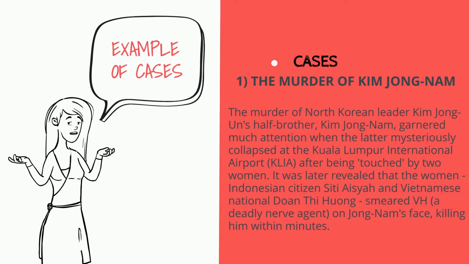Number 1. The murder of Kim Jong-nam. The murder of North Korean leader Kim Jong-un's half-brother, Kim Jong-nam, garnered much attention when he mysteriously collapsed at the Kuala Lumpur International Airport, KLIA, after being touched by two women. It was later revealed that the women, Indonesian citizen Siti Aisyah and Vietnamese national Doan Thi Huong, smeared VX, a deadly nerve agent, on Jong-nam's face, killing him within minutes.